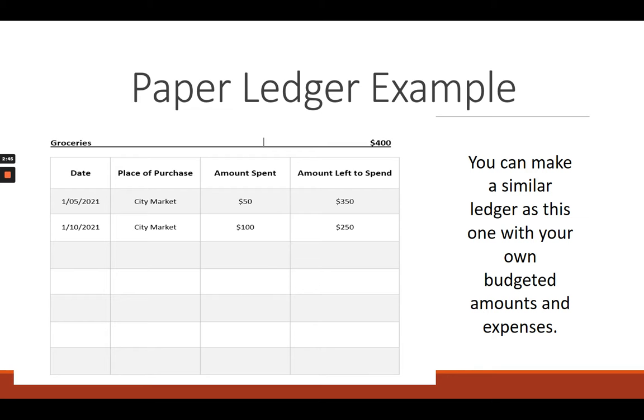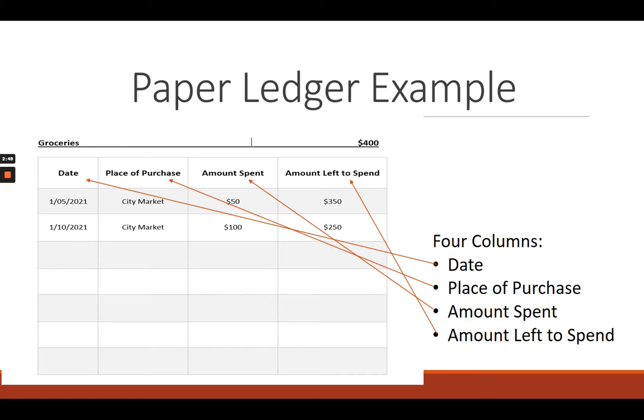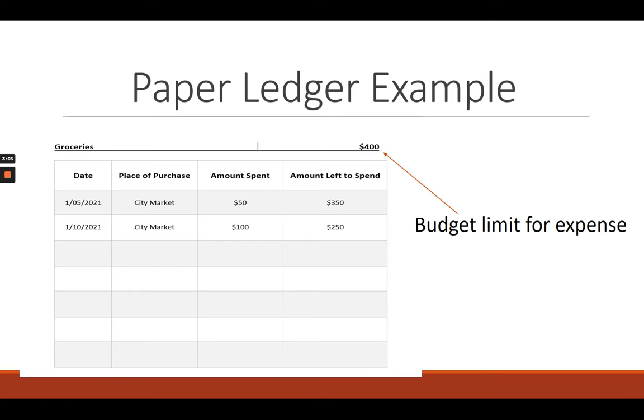Here is an example of a paper ledger. You can see that I made an example ledger of groceries with the budget limit of $400. I listed the date a purchase was made, where the purchase was made, and the amount I spent. Then I subtracted what I spent from my budget to know what amount I had left to spend in that category. You can make a similar ledger as this one with your own budgeted amounts and expenses.